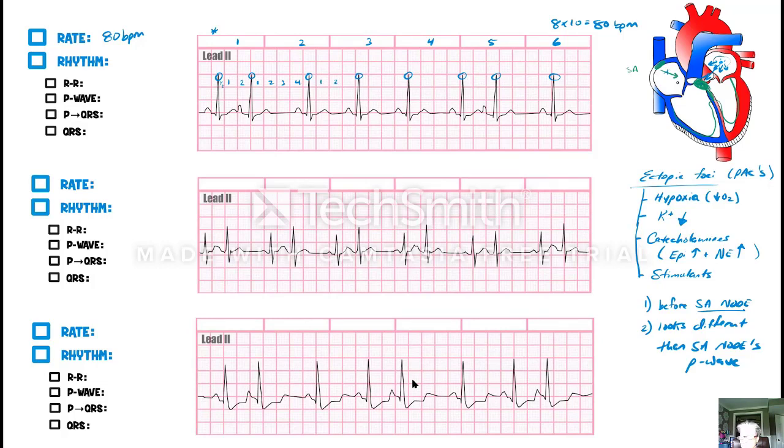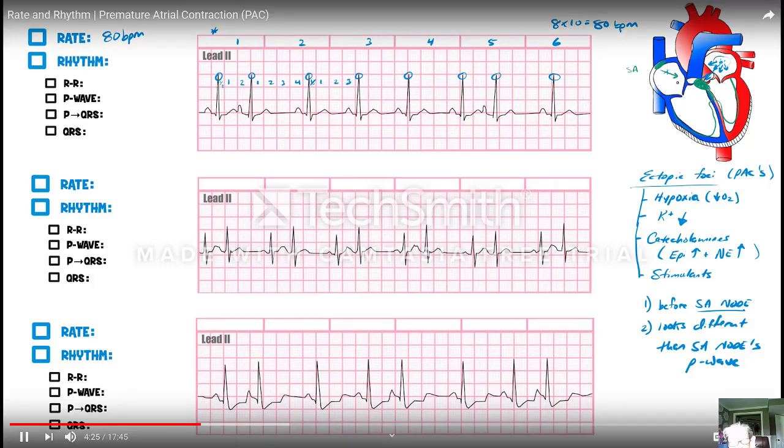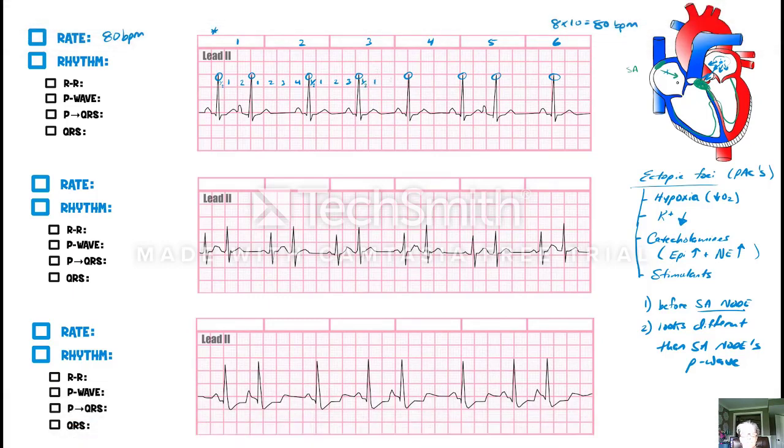So 1, 2, 3, and about a half over here. And again, maybe about a half here. 1, 2, 3, and then again I go 1, 2, 3, 4. This is definitely irregular because then I go 1, 2. So I definitely have not consistent R to R interval spaces. So this is definitely irregular. Okay. So this is an irregular rhythm.